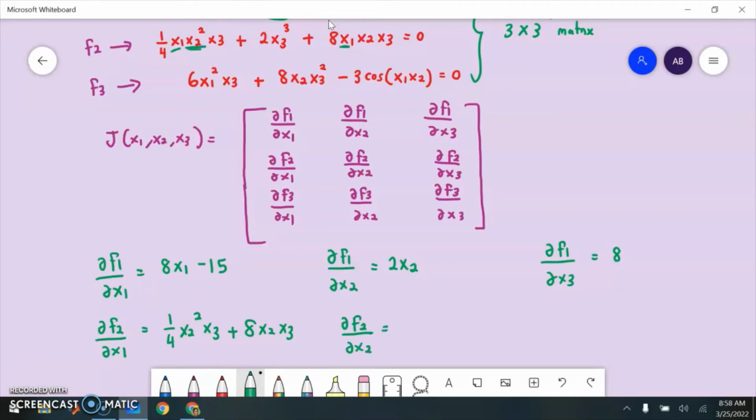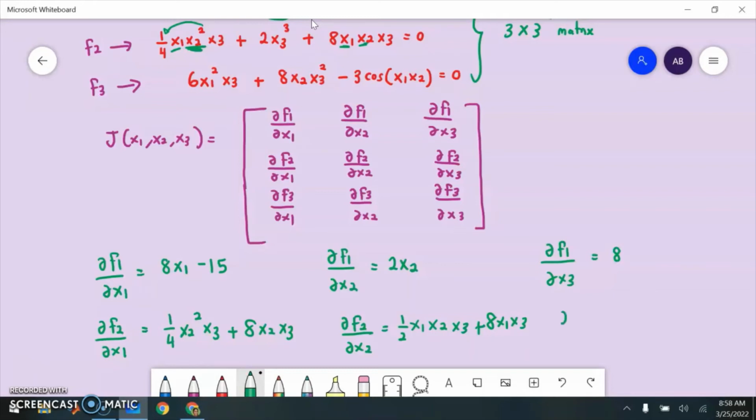Now, function f2 with respect to x2. Look at x2 here. 2 times 1 over 4, that will give me a half, x1 x2 x3. Am I right? 2, bring it over here, that will be 2 over 4 x1 x2 x3. There's no x2 here, but there is x2 here, that will give me 8x1 x3. That's for my function 2 with respect to x2.